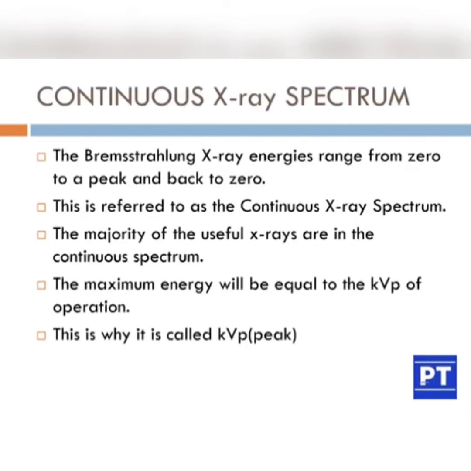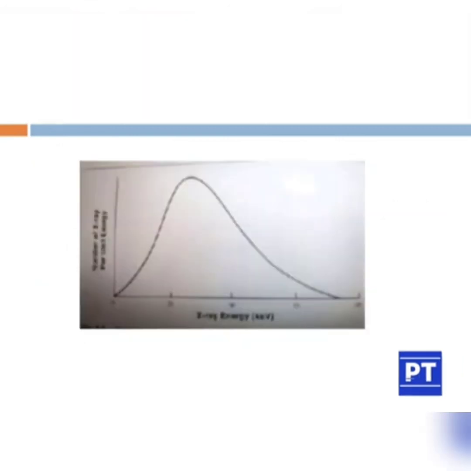Again we will discuss continuous X-ray spectra. The Bremsstrahlung X-ray energies range from 0 to the peak and back to 0, and this is referred to as a continuous X-ray spectrum. The majority of the useful X-rays are in the continuous spectrum. The maximum energy will be equal to the kVp of the operation, and this is why it is called kVp. kVp means kilovolt peak. So in this diagram you can see a continuous spectrum, since it is increasing, reaching a peak, then coming back to 0.